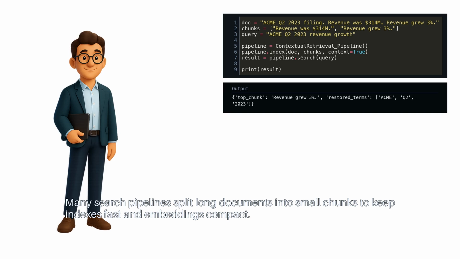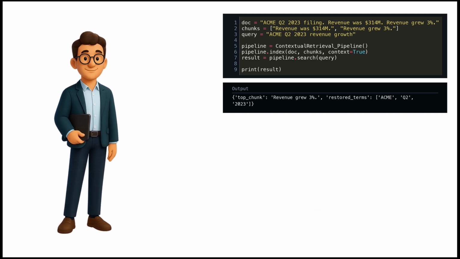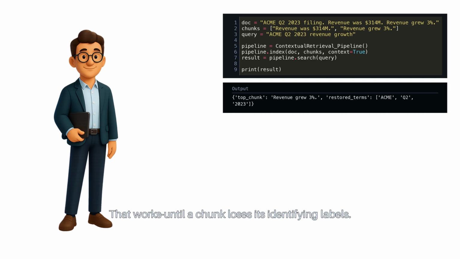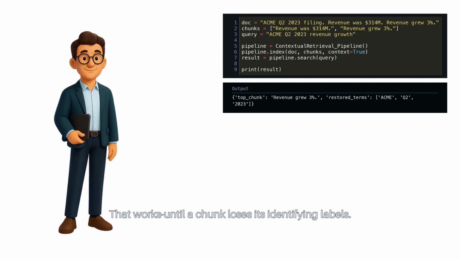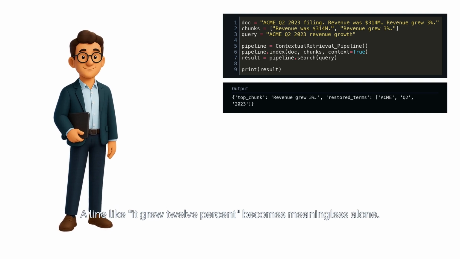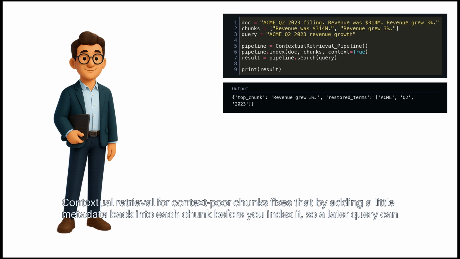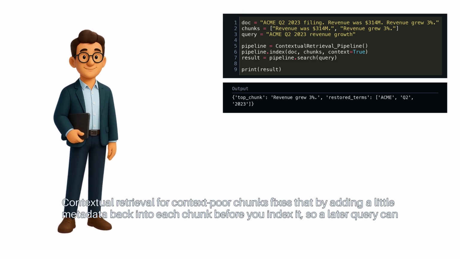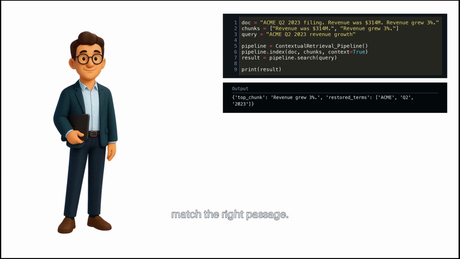Many search pipelines split long documents into small chunks to keep indexes fast and embeddings compact. That works until a chunk loses its identifying labels. A line like "it grew 12%" becomes meaningless alone. Contextual retrieval for context-poor chunks fixes that by adding a little metadata back into each chunk before you index it, so a later query can match the right passage.